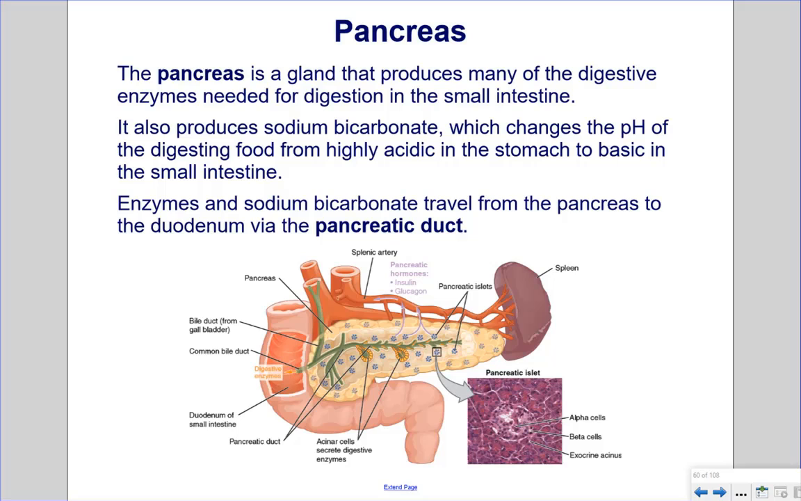Pancreas. The pancreas is a gland that produces many of the digestive enzymes needed for digestion in the small intestine. It also produces sodium bicarbonate, which changes the pH of the digesting food from highly acidic in the stomach to basic in the small intestine. Enzymes and sodium bicarbonate travel from the pancreas to the duodenum via the pancreatic duct.